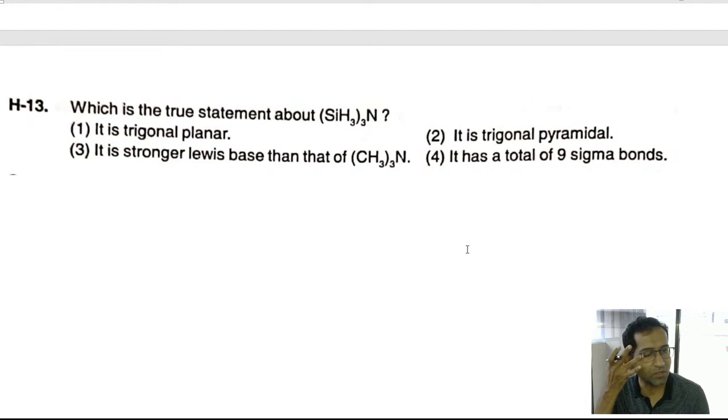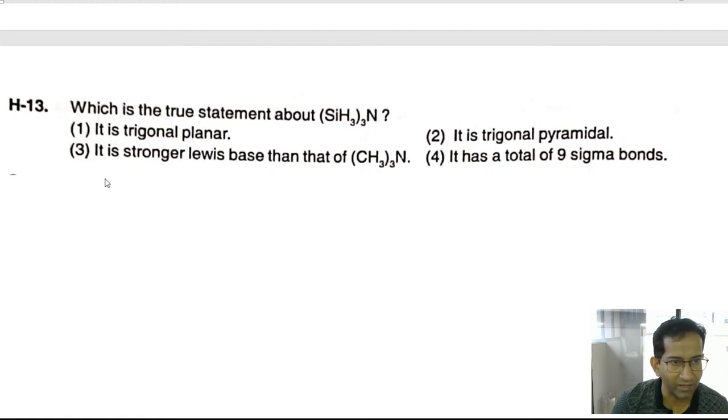Which is the true statement about N(SiH3)3? So this is called trisilyl amine. The trisilyl amine is the better word. Now, what is there in this?